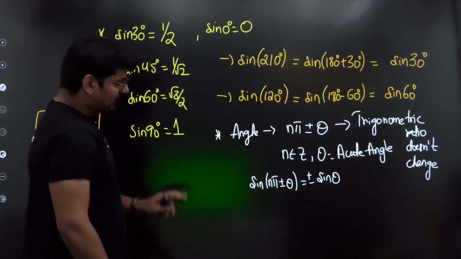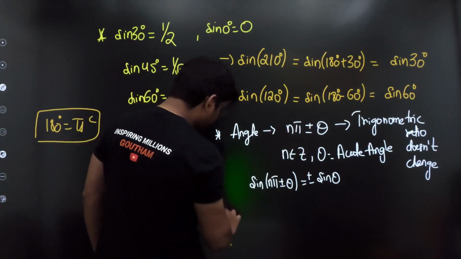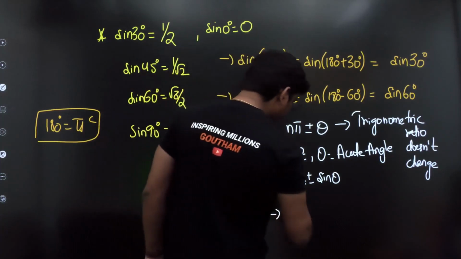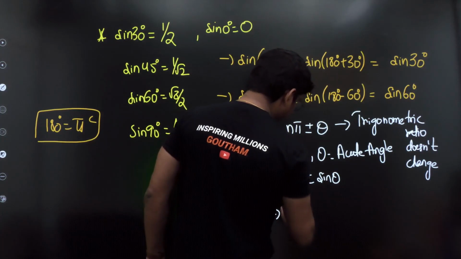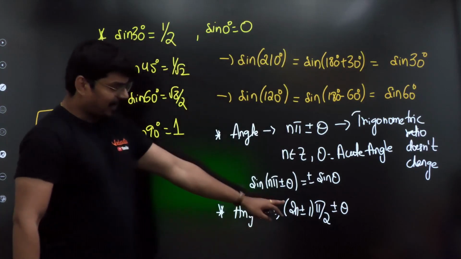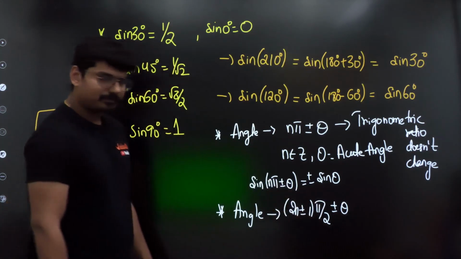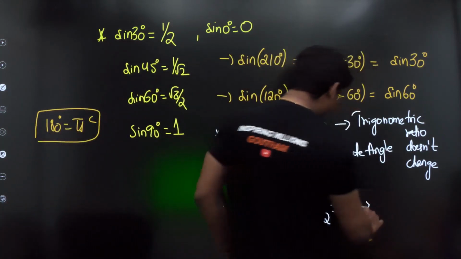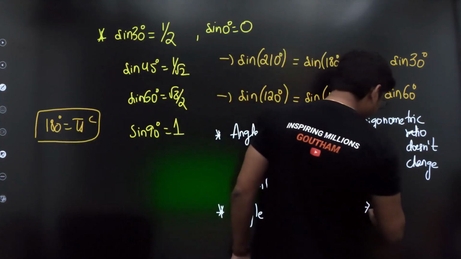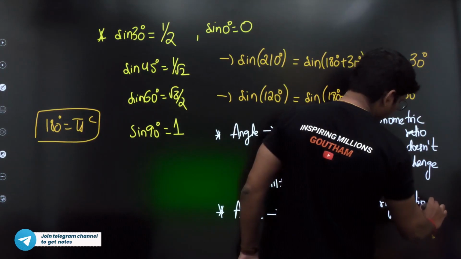Now what if your angle is going to be in this way rather than this way? What if your angle is in this particular way? So let me write down the angle for you. What if the angle is like this: 2n plus or minus 1 into pi by 2 plus or minus theta? What if your angle is something like this, which is an odd multiple of pi by 2 plus or minus theta? Then remember again, n is going to be an integer, theta is going to be an acute angle. Then remember here the trigonometric ratio is going to change.